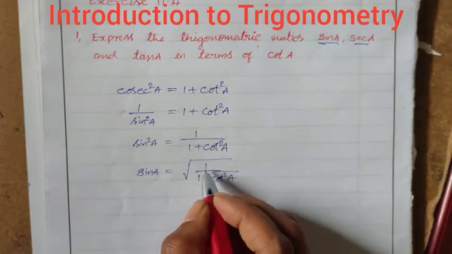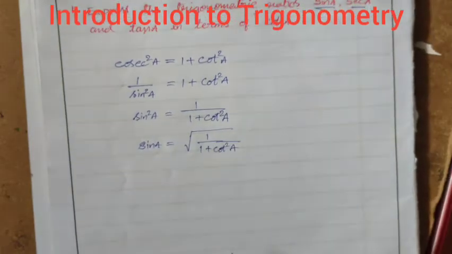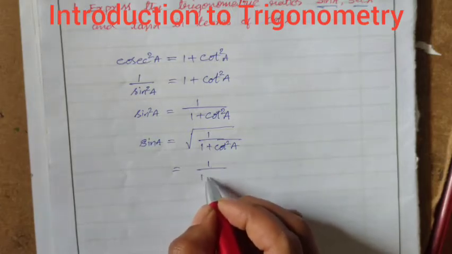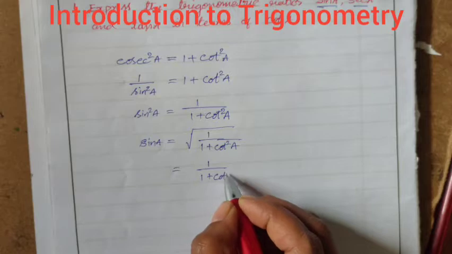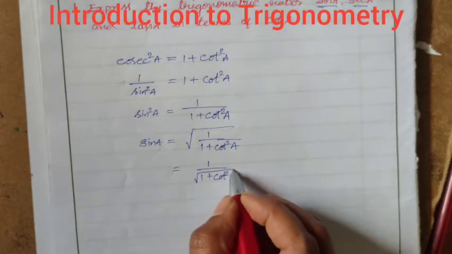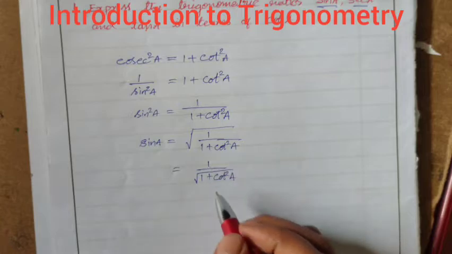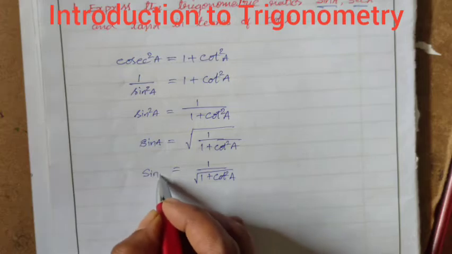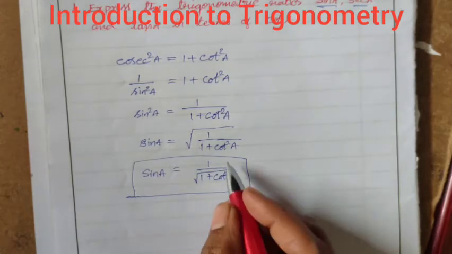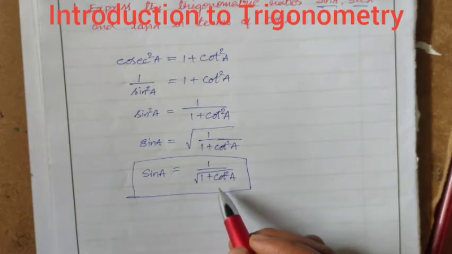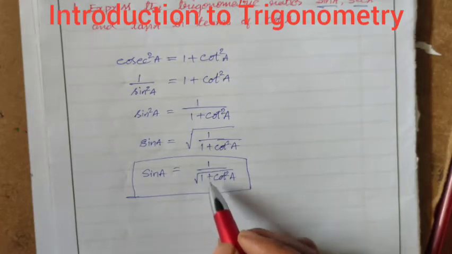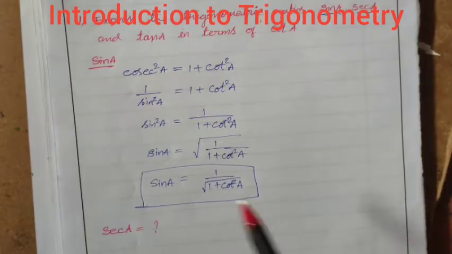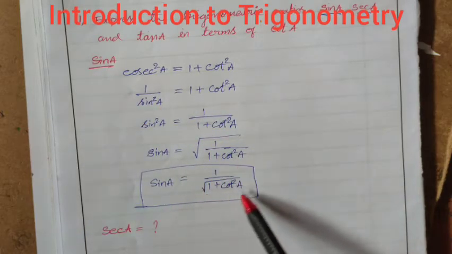So now observe this one. The square root of 1 is 1, and the square root of 1 plus cot square A is the square root of 1 plus cot square A. So sin A can be expressed in terms of cot A like this: sin A equal to 1 divided by the square root of 1 plus cot square A. Students, you can observe this one.